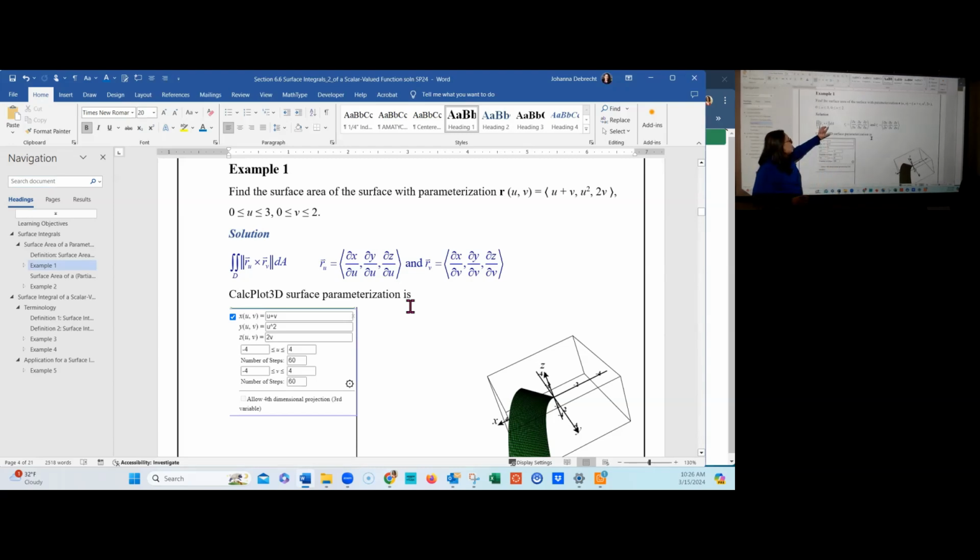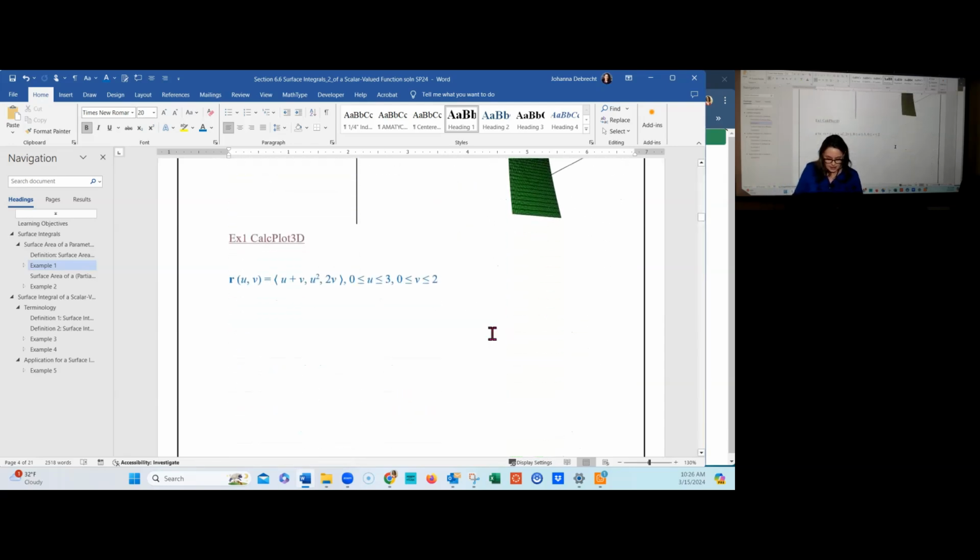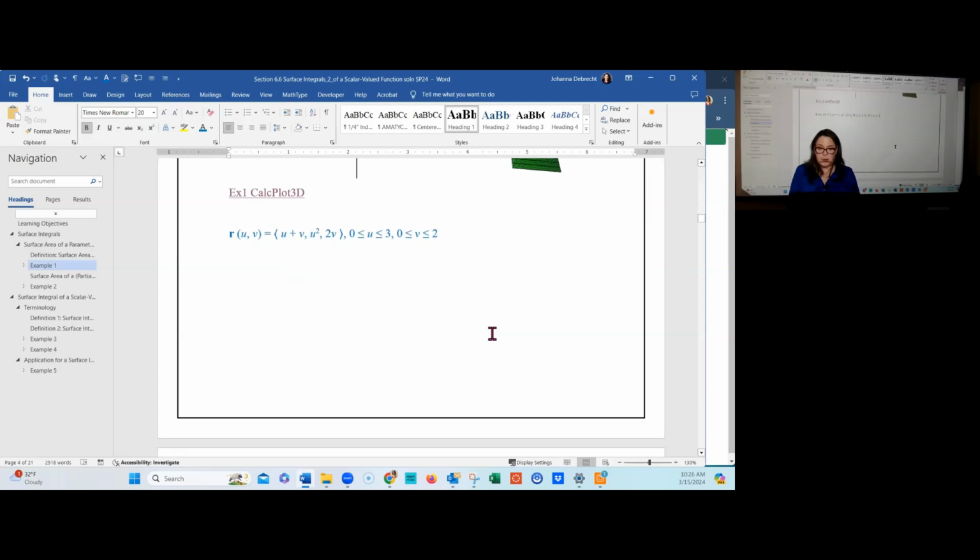And now we need to find the partial of r with respect to u crossed with the partial of r with respect to v. We're given the parameterization, which is up here, u plus v, u squared, comma, 2v. So the first thing we need to do is find the partial derivatives, cross them together, find the magnitude, and then substitute them into an integral.